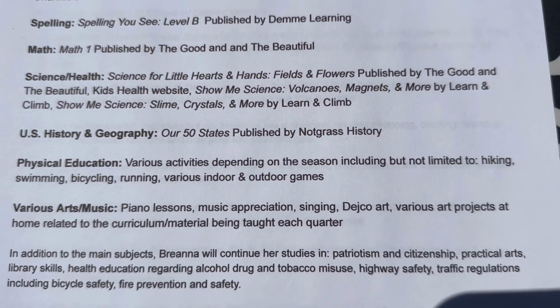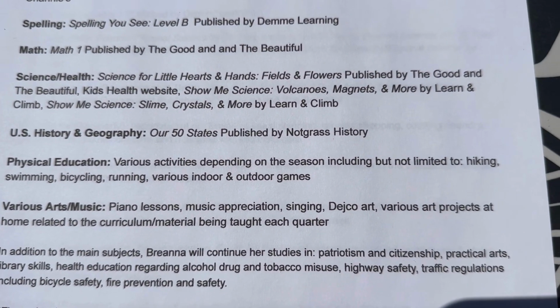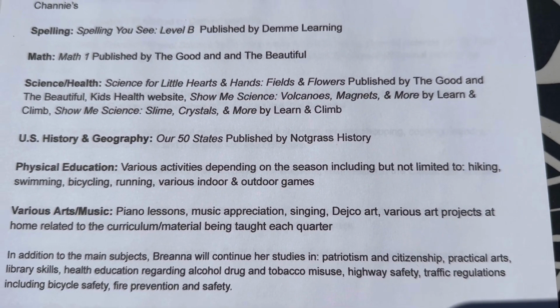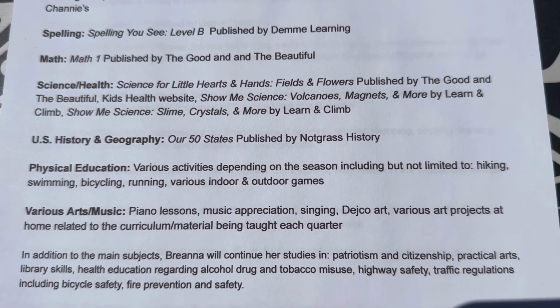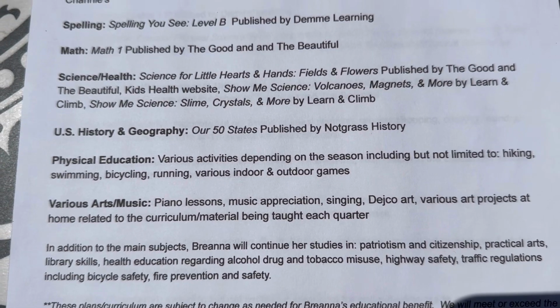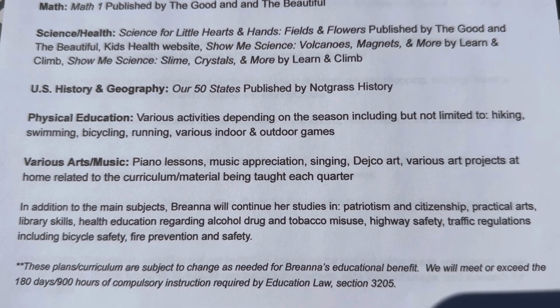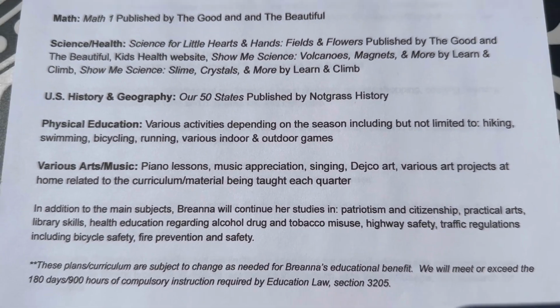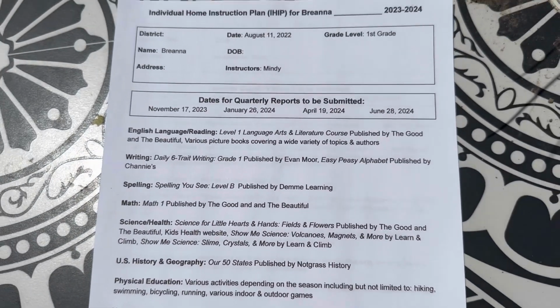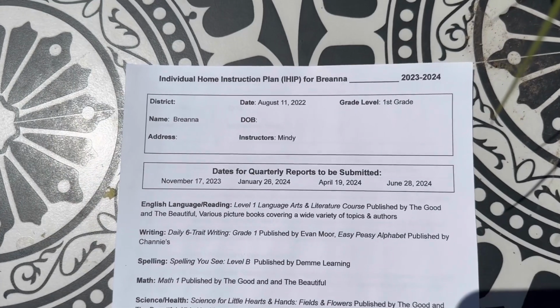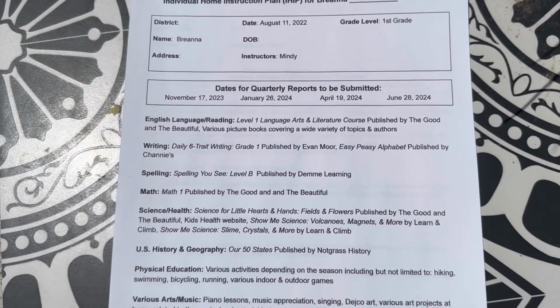For phys ed, I just kind of put a statement, various activities depending upon the season, and then I list a couple of things that we usually do together as a family. The same thing is true for art and music. I just put things that she does. She takes piano lessons. So this is my entire IHIP for Brianna. I try to keep it to 1 page.